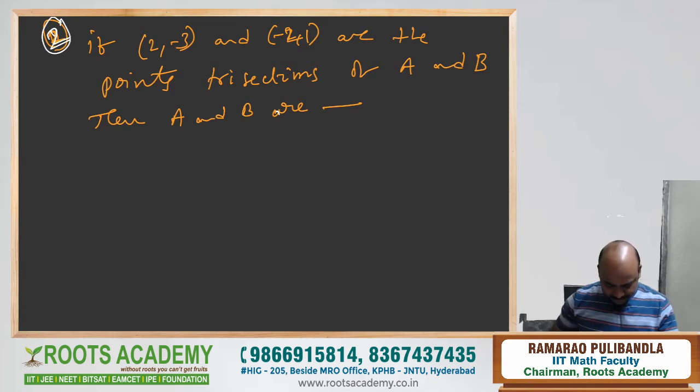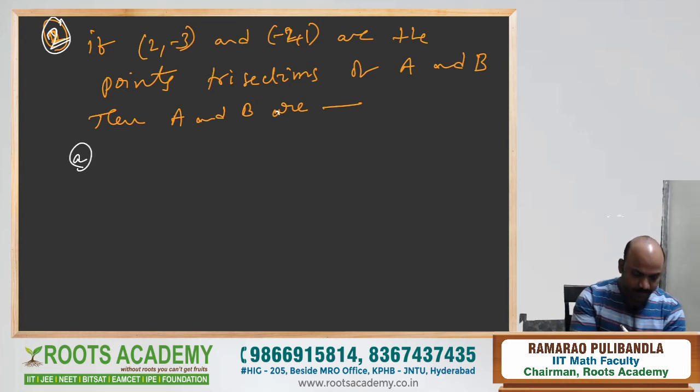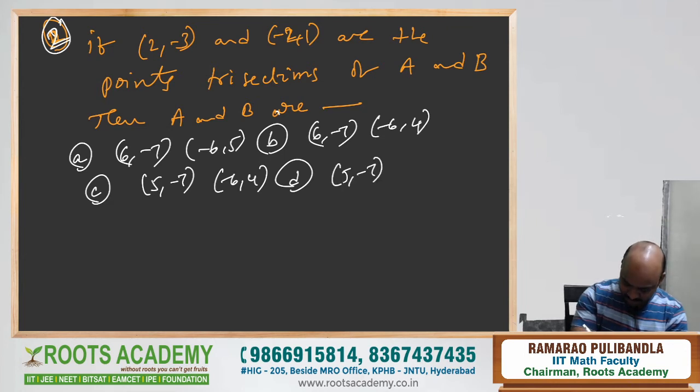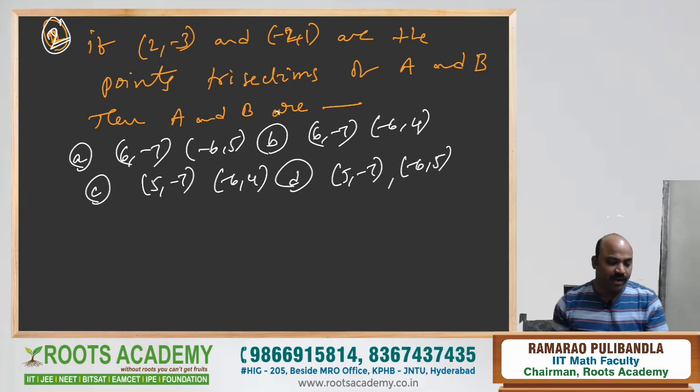Yeah, options are nothing but points of trisection. Option A is 6 comma minus 7, minus 6 comma 5. Option B is 6 comma minus 7, minus 6 comma 4. Option C is 5 comma minus 7, minus 6 comma 4. And option D is 5 comma minus 7 and minus 6 comma 5. So like that I have options, students.